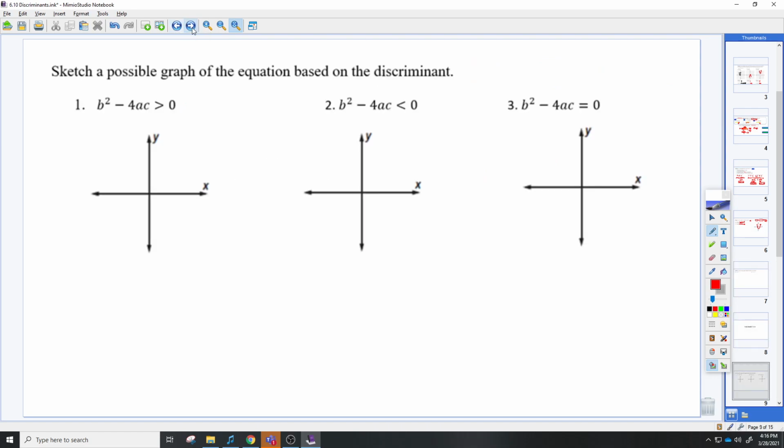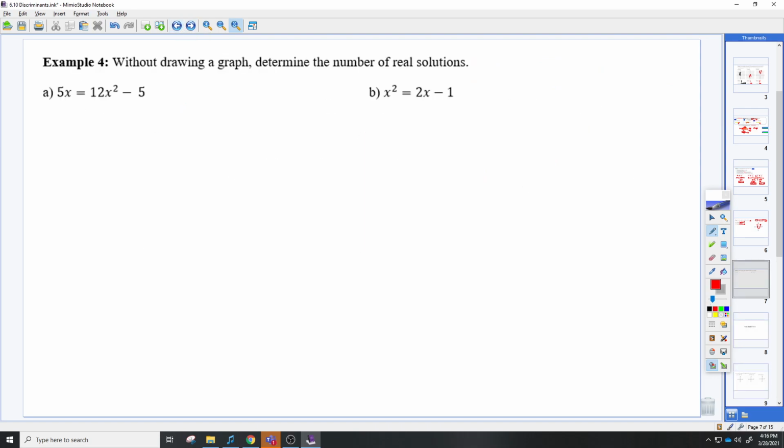I might even go through one of those team huddles with you. So without drawing a graph, determine the number of real solutions. So in this case, we don't have them equal to 0, so we have to do a little bit of extra work. So let's do that.